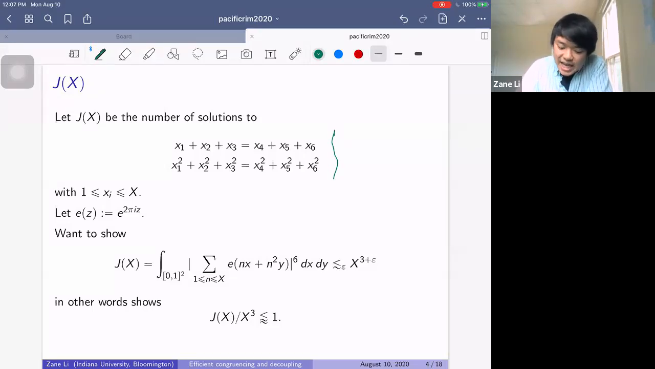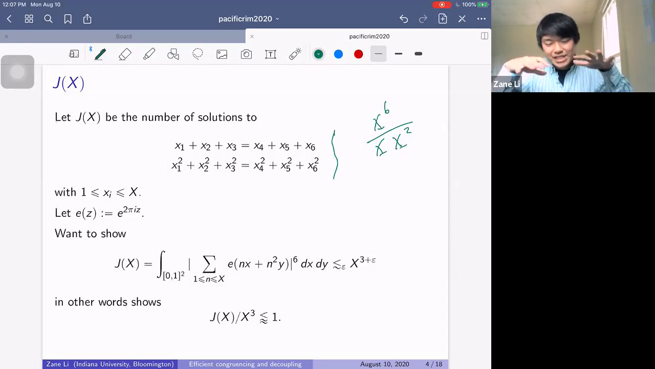And then the dimension counting argument gives me, so I have x to the 6 many possible 6-tuples. The linear equation has a 1 in x chance of happening, and the quadratic equation has a 1 in x squared chance of happening. So that also gives me x cubed. And in some sense, because these two powers are balanced, that's the critical case. And so E of z forever in this talk will be denoted as e to the 2 pi i z. And we would want to show that the number of solutions is controlled by x cubed.